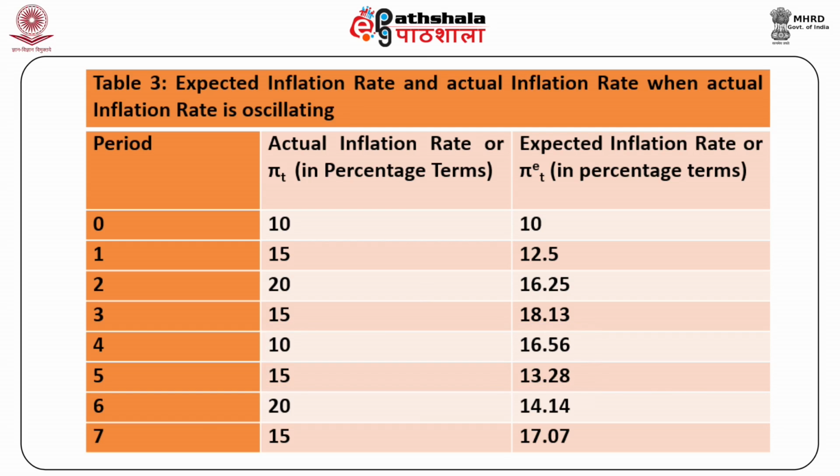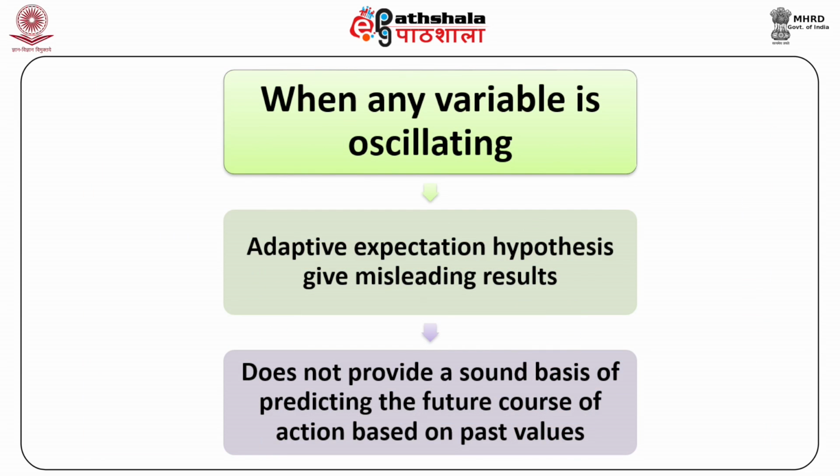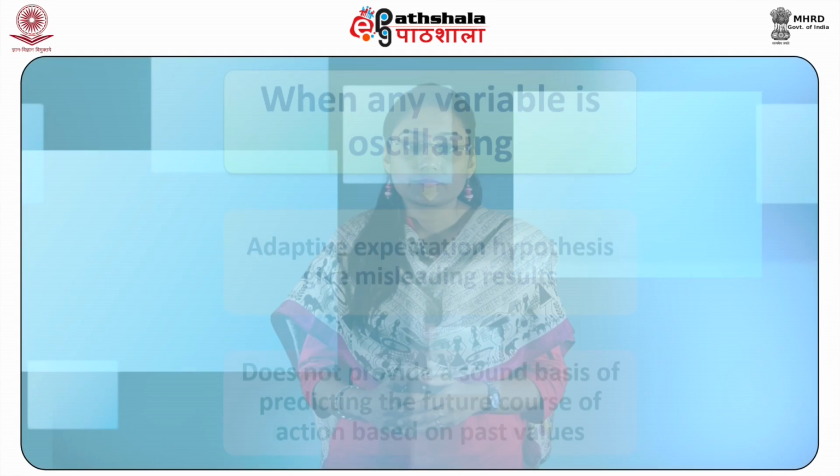Similarly, consider period 4 and period 5, which is highlighted in blue color in the above table. When actual inflation rate is rising, people are expecting it to fall. Thus, when any variable is oscillating, adaptive expectation hypothesis gives misleading results and hence does not provide a sound basis of predicting the future course of action based on the past values of this variable.